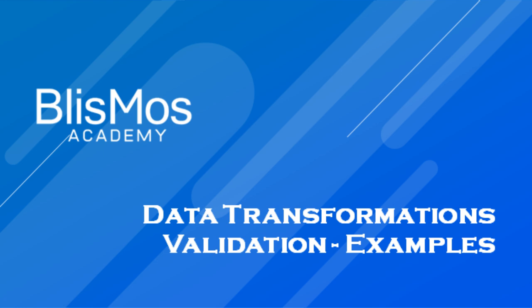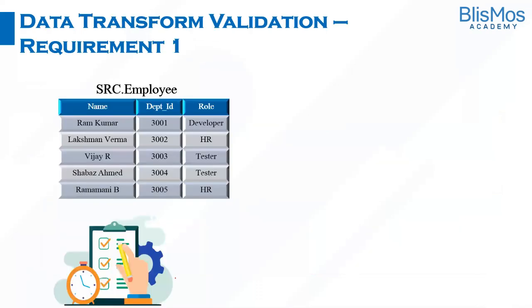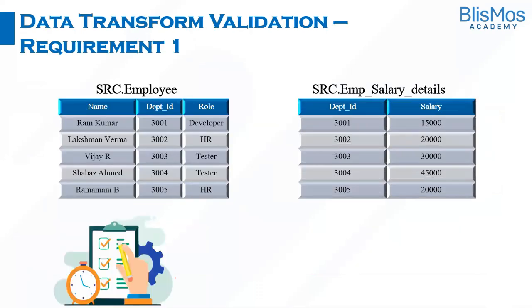As a part of this video, we'll understand examples for data transformation validation. In the previous video, we understood how the data transformation validation is done. Now, we'll take one or two examples to demonstrate this. So let us say you have two source tables. One is an employee, the second one is an employee salary details.